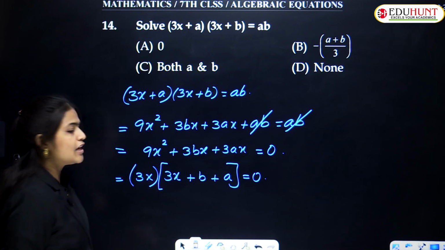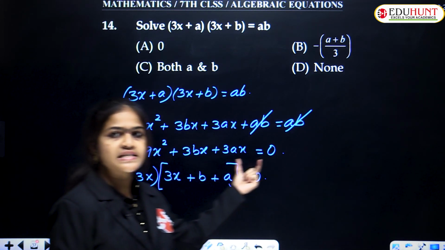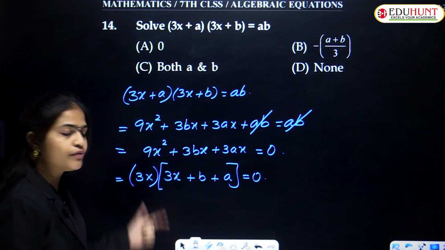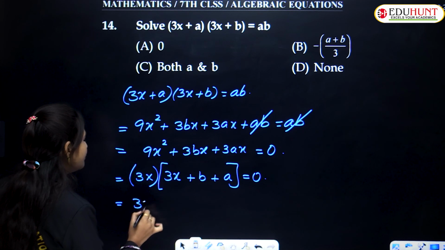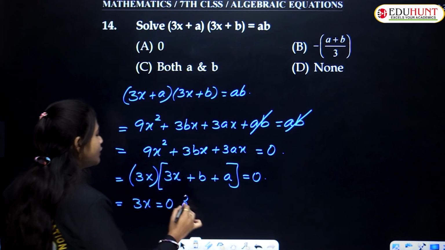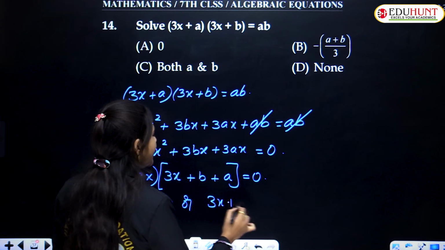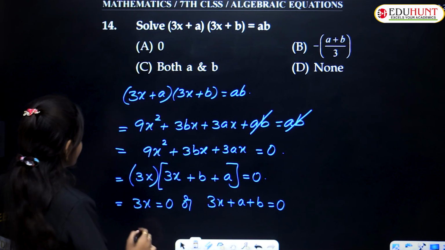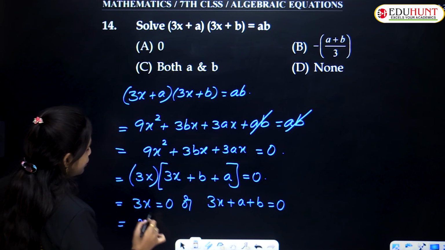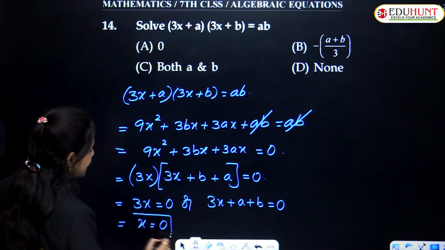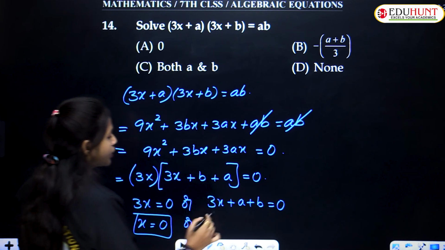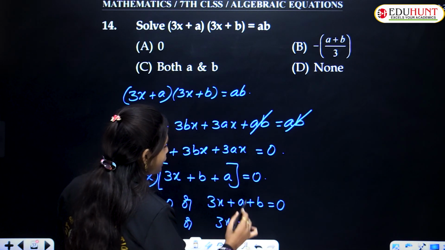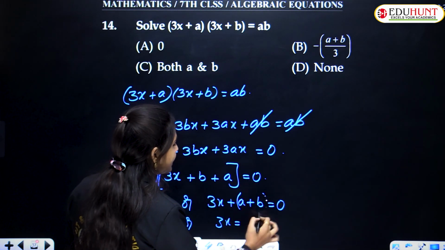So again this is in the form of the product of two expressions being equal to 0. So any one of the expressions must be equal to 0, no? So 3x is equal to 0 or 3x plus a plus b is equal to 0. Here x is equal to 0 by 3, so you will get x is equal to 0, or 3x is equal to, here a plus b, taking the sign totally.